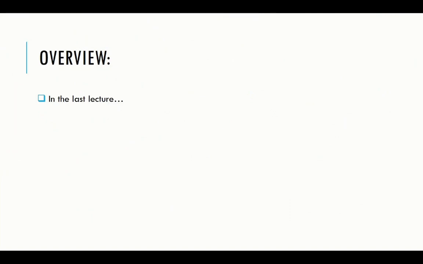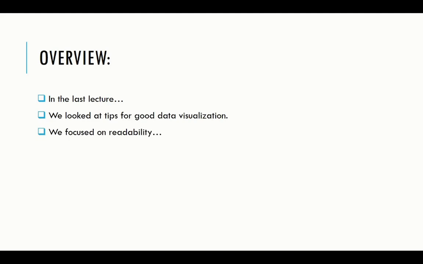Now, if you remember, in the last lecture, we looked at tips for good data visualization. And we focused on things like readability. Can we tell what's going on? Is there too much going on? Is it too busy? We looked at accuracy. Is there something deceptive going on that maybe skews our interpretation?